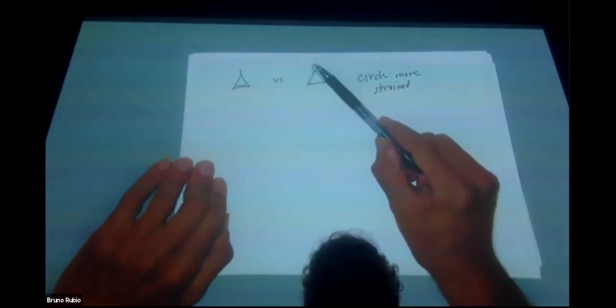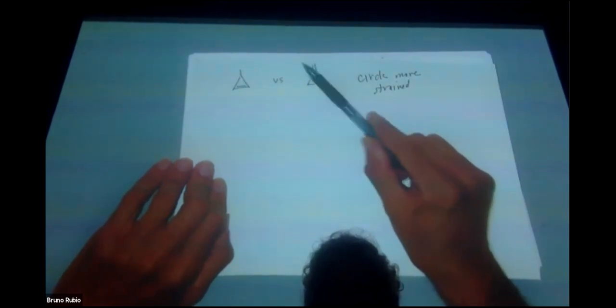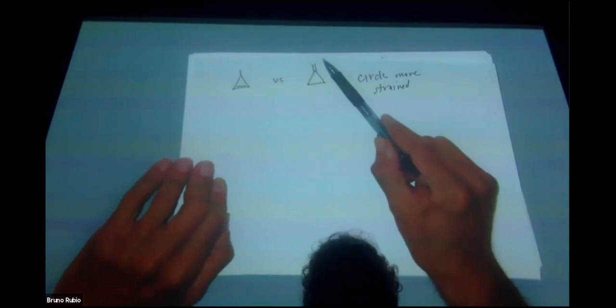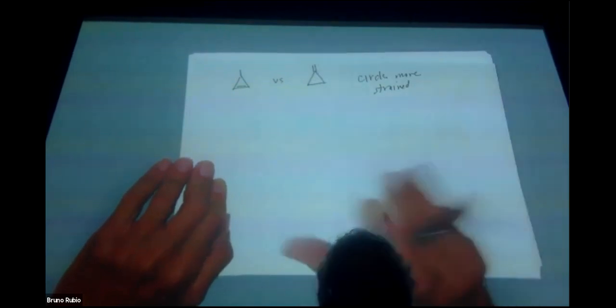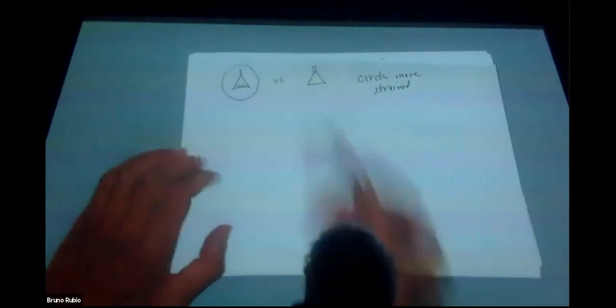This carbon up here at 12 o'clock is pretty free. It's not confined into a ring. So this guy is more strained. Why? Because it has more strained carbon atoms.